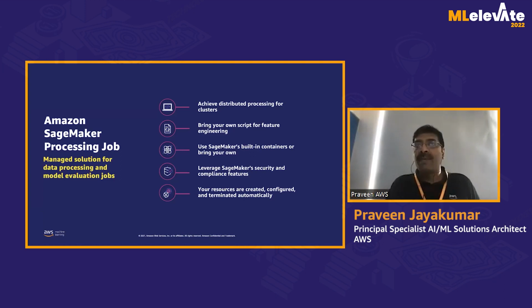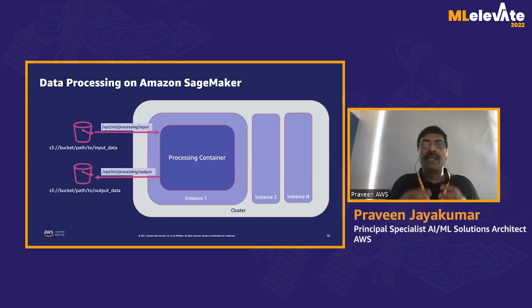SageMaker will bring up that instance. So if you look into this, when I call the API, what we will do is bring up the instance. Inside the instance, we copy the container. You can bring your own container, or there are some default containers that are available as part of SageMaker.